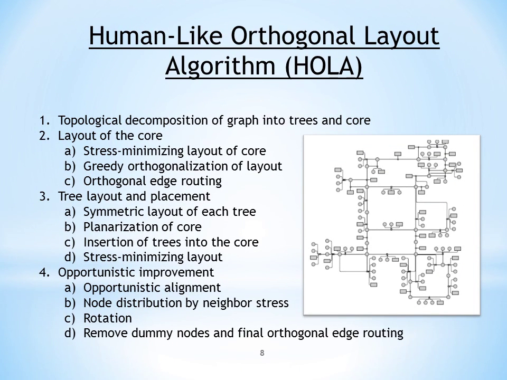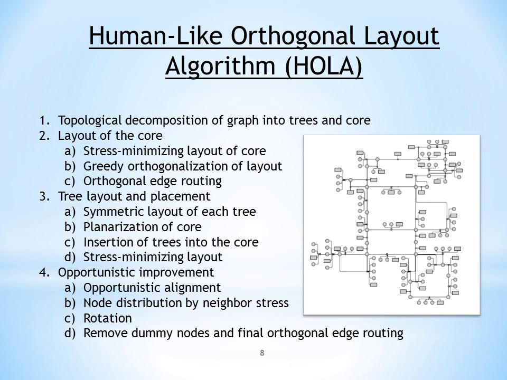I will now discuss the steps involved in the HOLA algorithm to design an automatic orthogonal layout. The first step consists of topological decomposition of the graphs into trees. All leaves are removed from the existing graph and added to the new graph until a core is left. The second step begins with an unconstrained stress-minimizing layout to untangle the graph and remove overlap constraints. The user study showed that it was more appealing to start out with a low-stress layout.